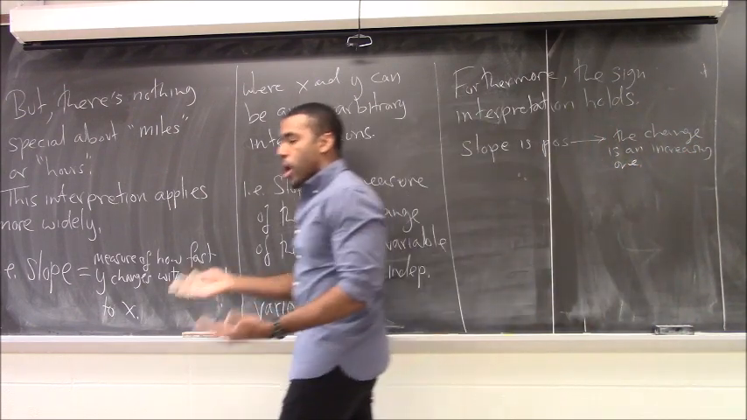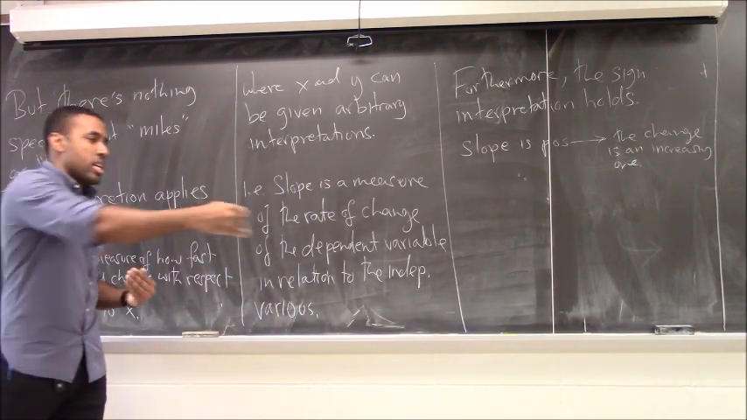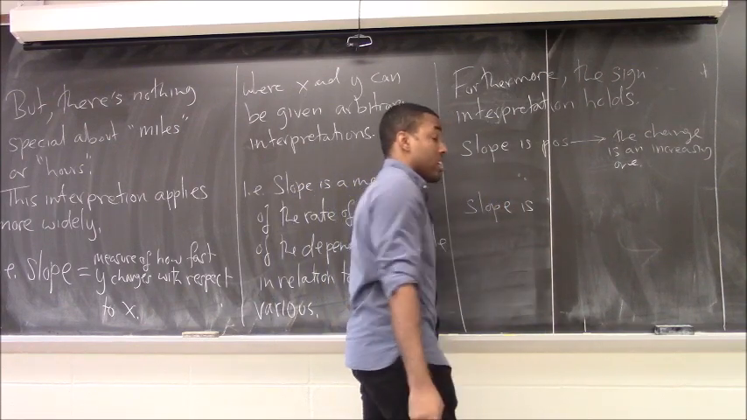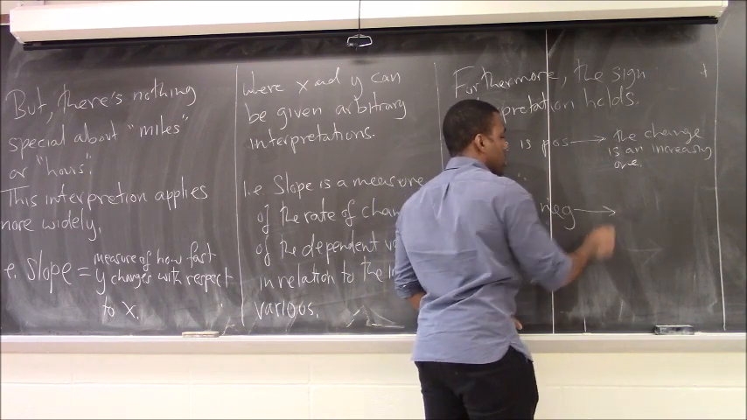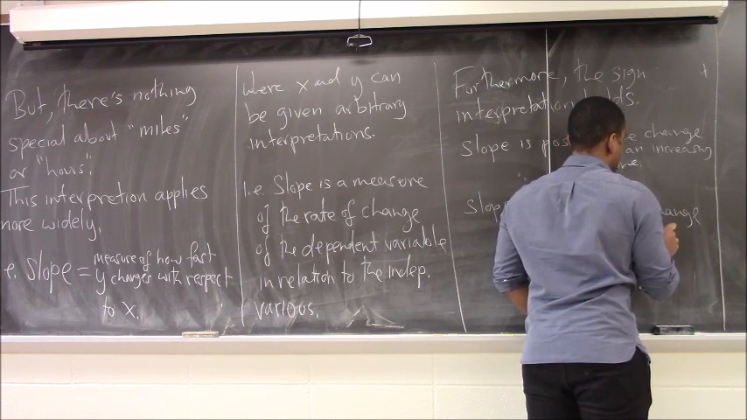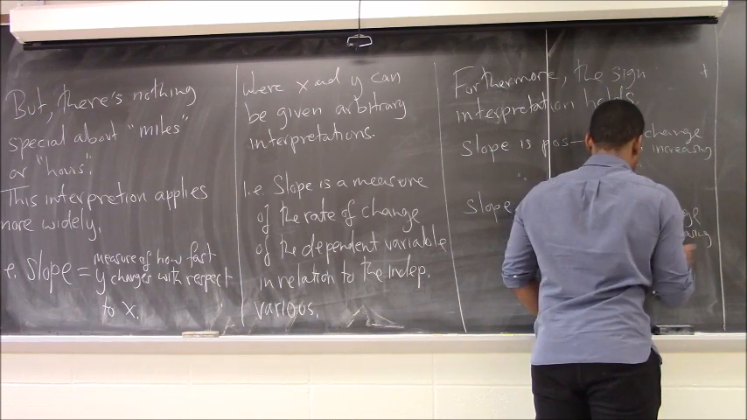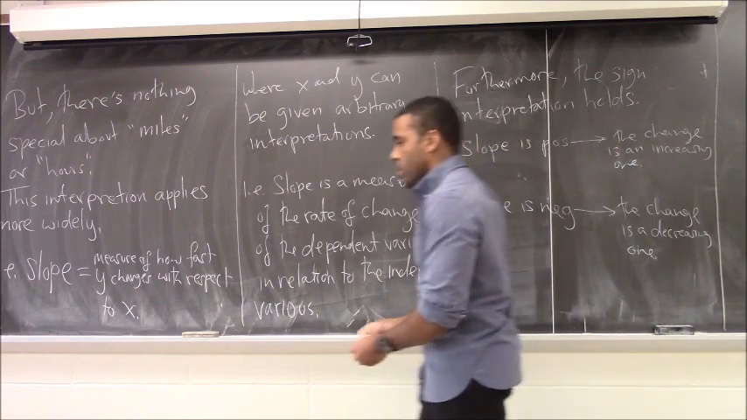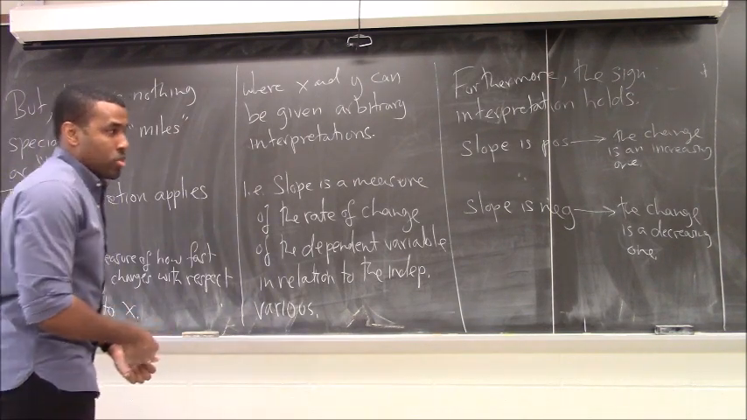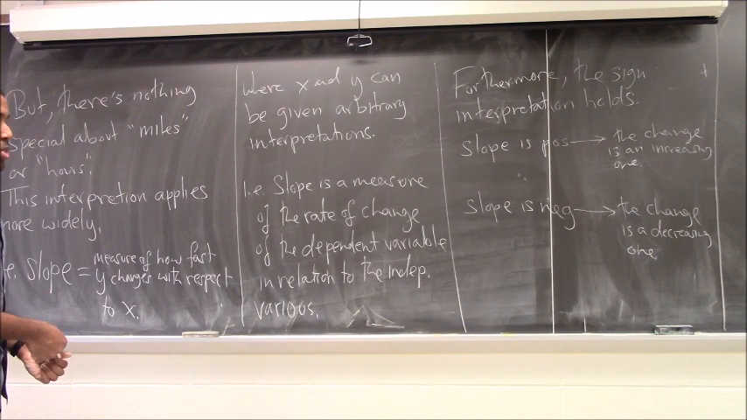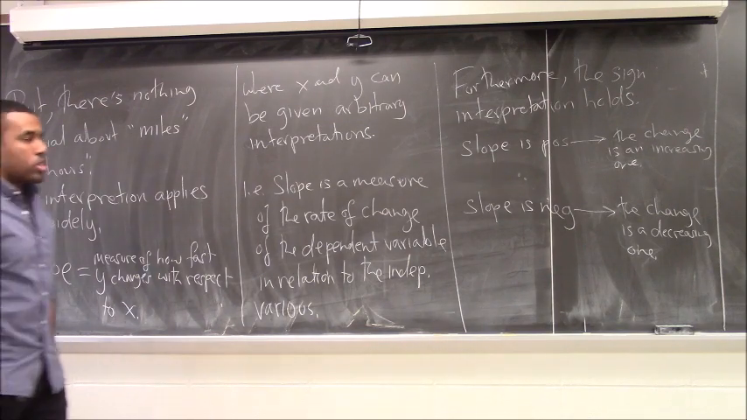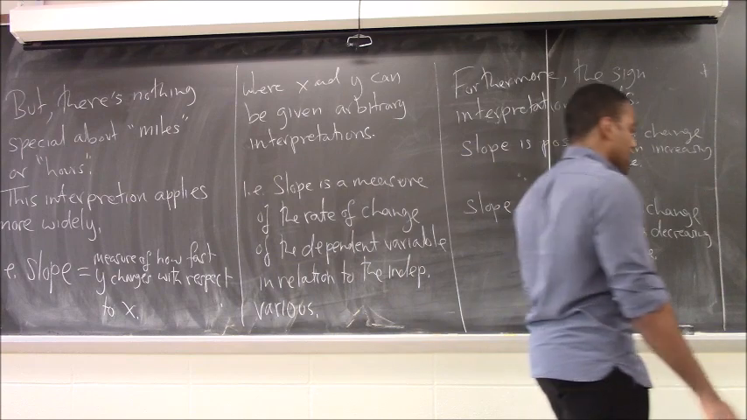The fact that I got a positive 40 miles per hour sort of means that the distance was increasing as I'm moving from this point. If I measured the slope of some object that I was measuring the distance and I got a negative number, I would think of it as the distance decreasing. But this is a very important interpretation for slope. And in terms of calculus, this is what is going to kind of force us into the study of calculus. The fact that we can interpret slope as a rate of change. We can interpret it as a speed.